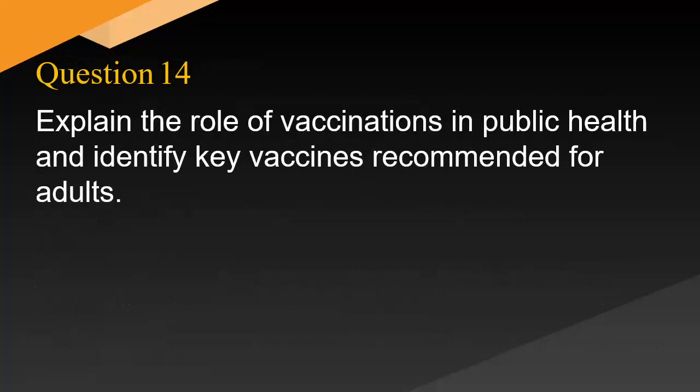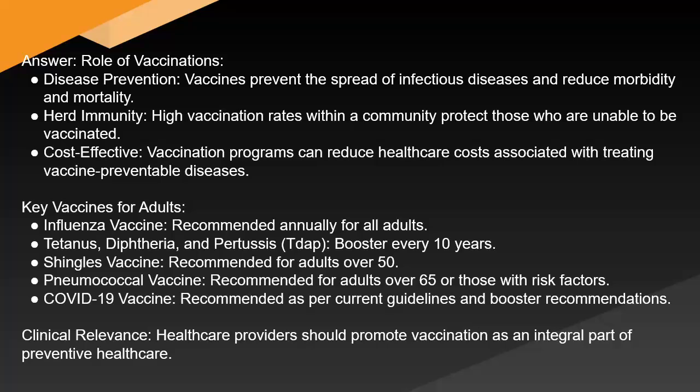Explain the role of vaccinations in public health and identify key vaccines recommended for adults. Answer: Role of vaccinations. Disease prevention. Vaccines prevent the spread of infectious diseases and reduce morbidity and mortality. Herd immunity. High vaccination rates within a community protect those who are unable to be vaccinated. Cost-effective. Vaccination programs can reduce healthcare costs associated with treating vaccine-preventable diseases.